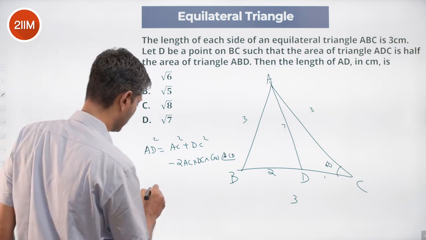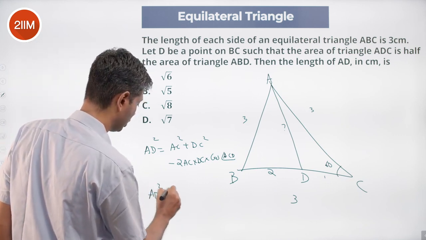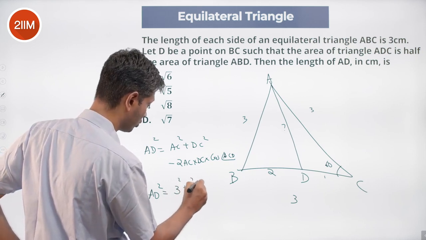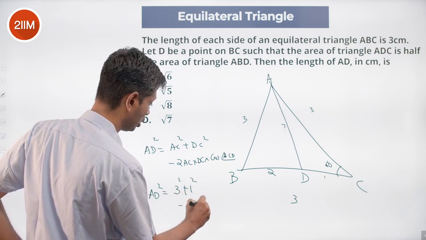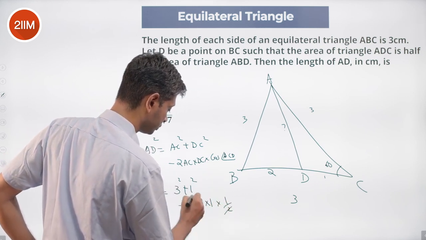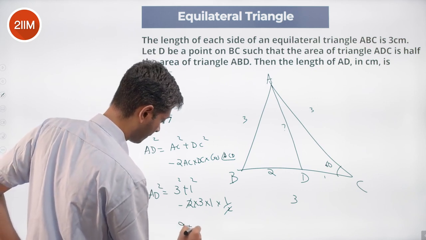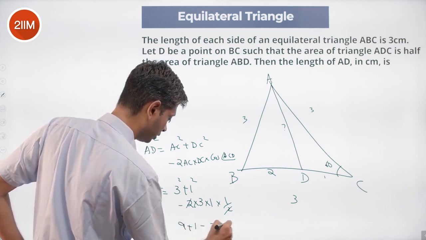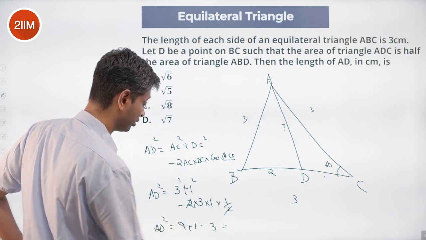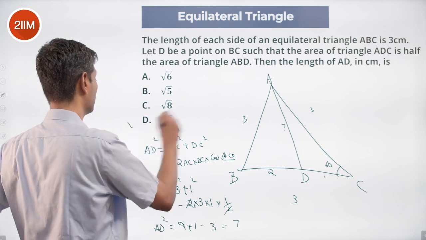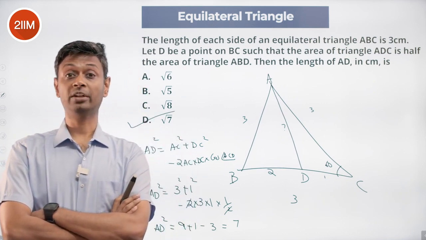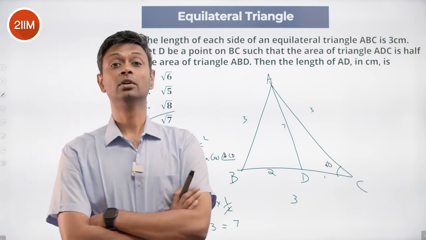Direct plugging in of the cosine rule, nothing else, but you've got to know the cosine rule to have a crack at this. So AD square equals AC square, 3 square, plus DC square, 1 square, minus 2 into 3 into 1 into cos 60, which is 1 by 2. Just 9 plus 1 minus 3. This is AD square, which is 9 plus 1, 10, minus 3, which is 7. So AD is root 7. If you know the cosine rule, this becomes super easy. If you don't know the cosine rule, it's a complete nightmare. Take away from this: no cosine rule, learn the cosine rule.